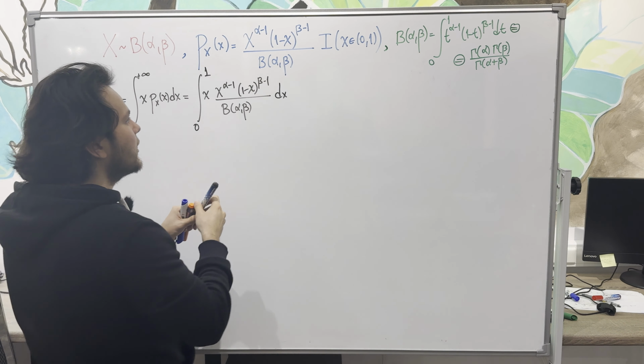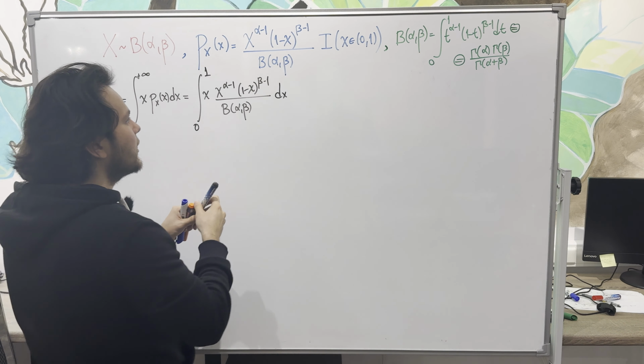Okay, now we can just replace the beta function by the expression using the gamma function, and we can find the answer. So we will have that this is equal to the following. 1 divided by the beta function of alpha and beta will be the gamma function of alpha times the gamma function of beta divided by the gamma function of alpha plus beta. And then we have the gamma function of alpha plus 1 times the gamma function of beta divided by the gamma function of alpha plus beta plus 1.